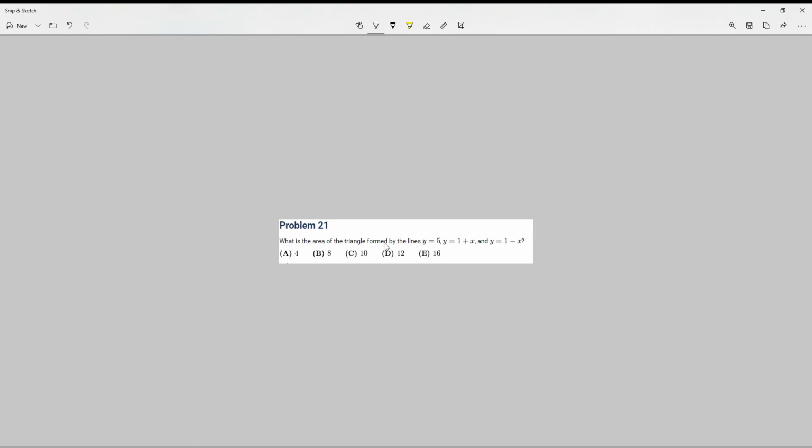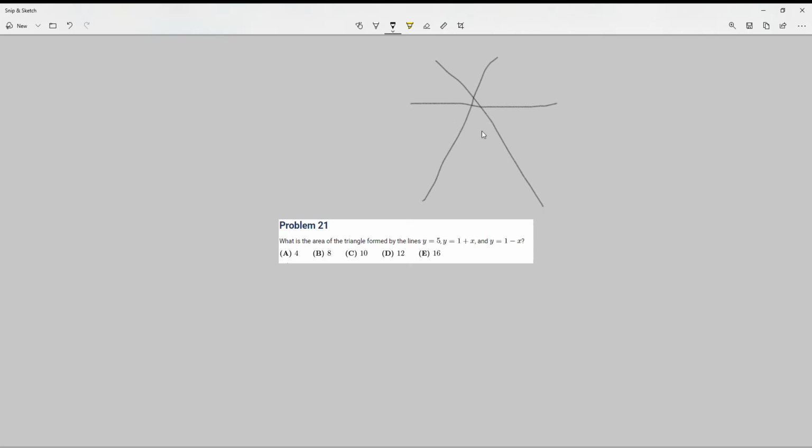What is the area of the triangle formed by the lines y equals 5, y equals 1 plus x, and y equals 1 minus x? The first thing we might want to figure out is what this triangle looks like. Now y equals 5 is a straight line, so it's going to be something like this. And y equals 1 plus x has a positive slope, so it's going to look something like that. And y equals 1 minus x looks something like that.